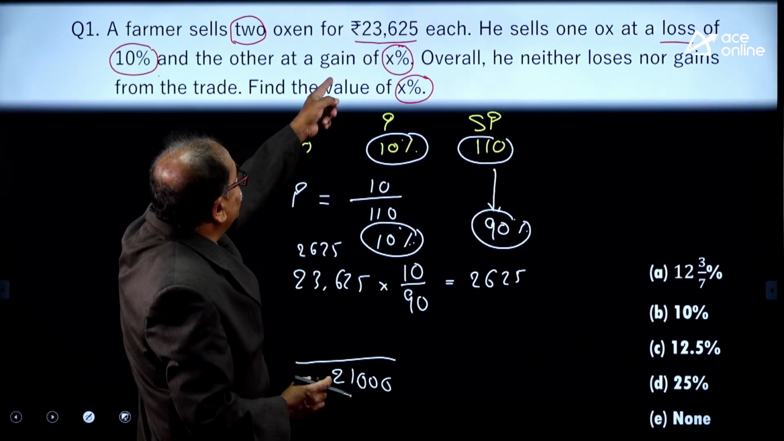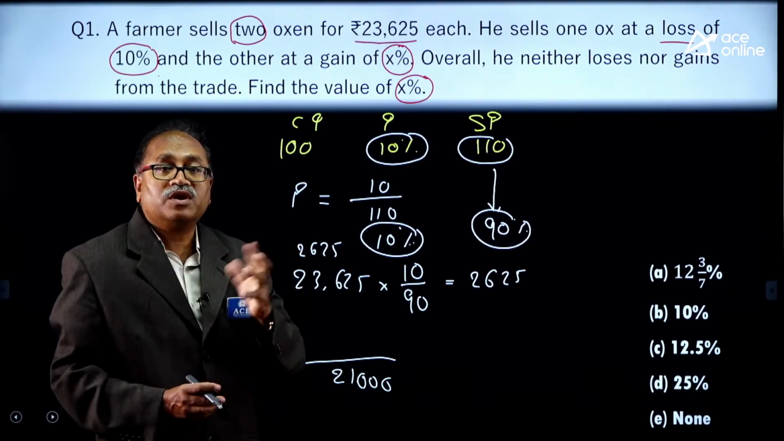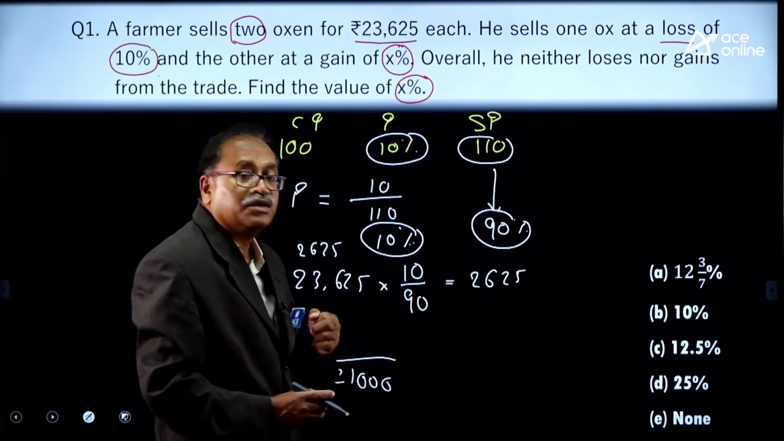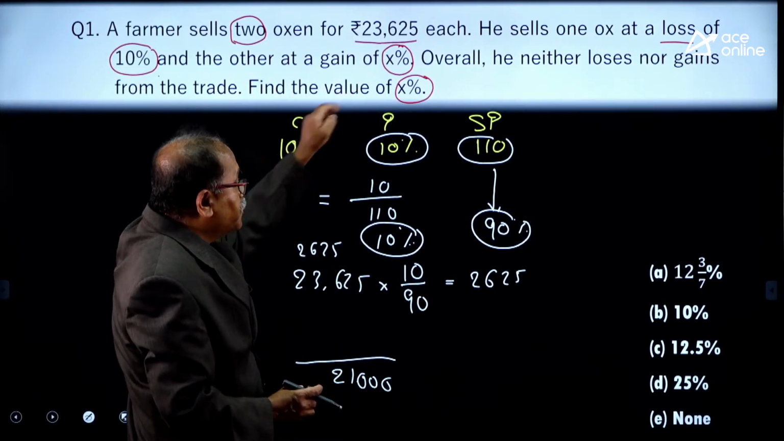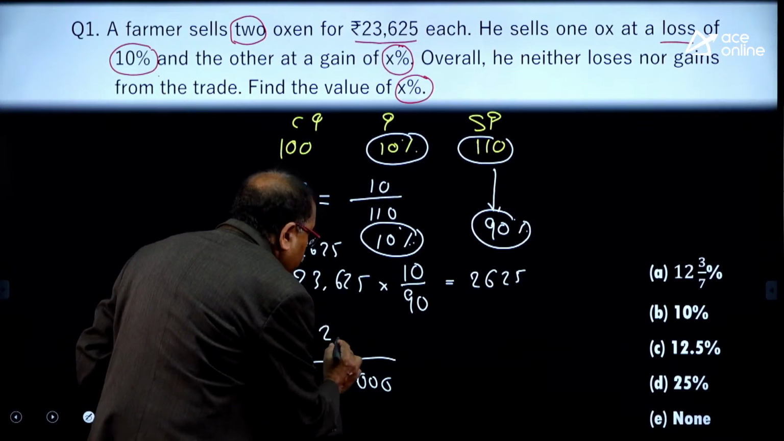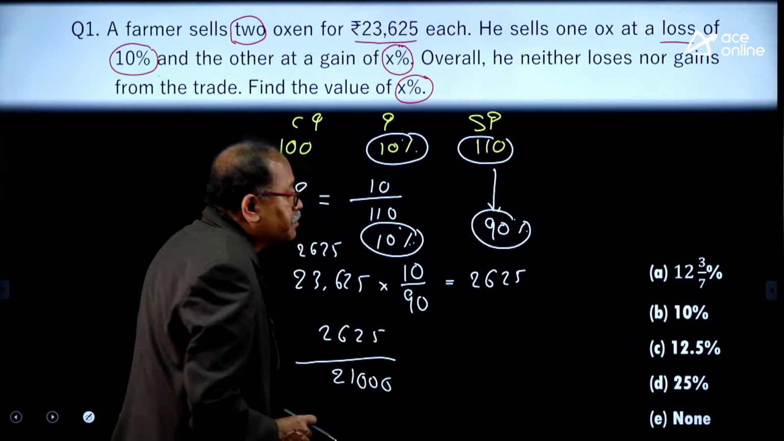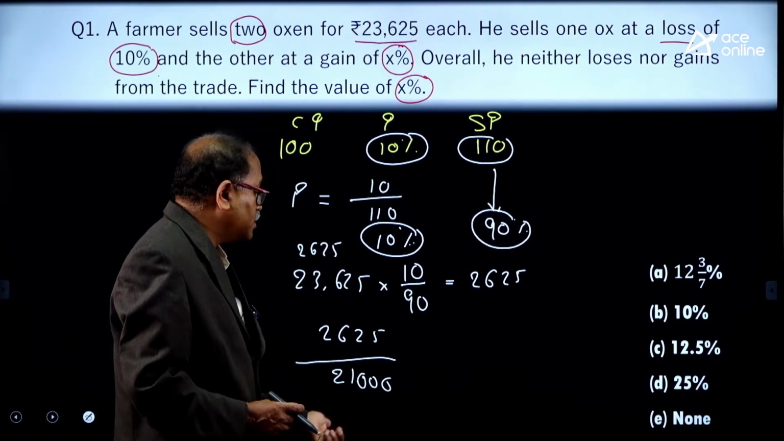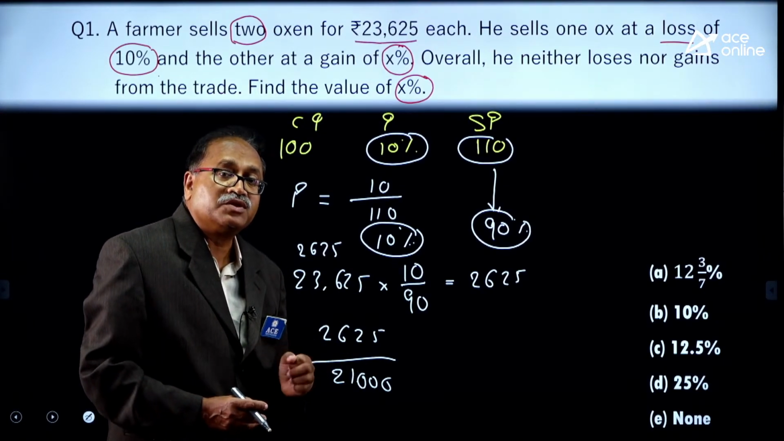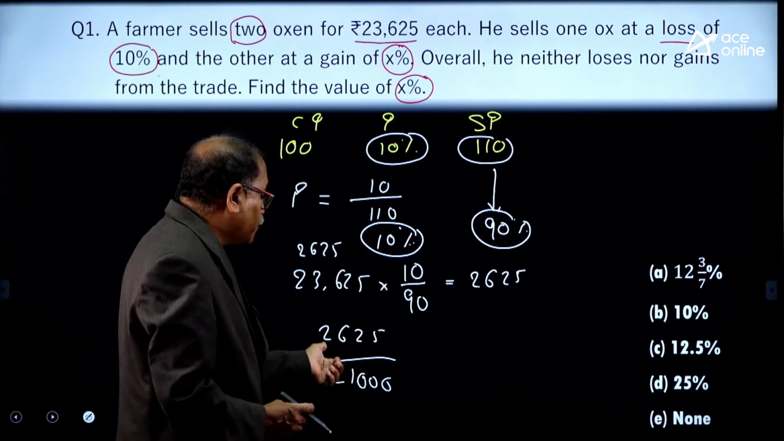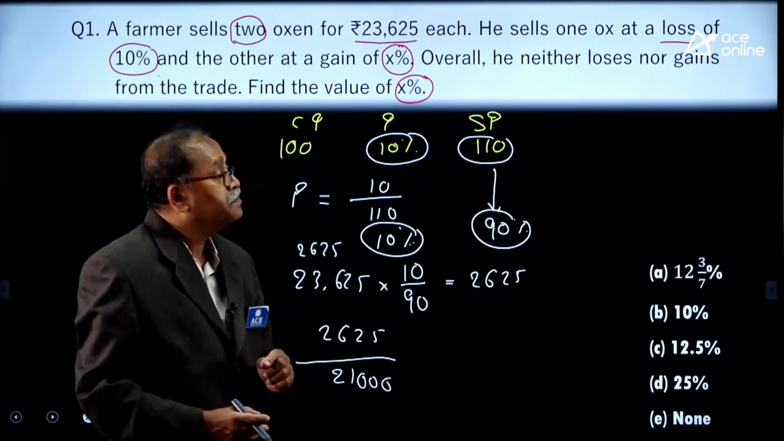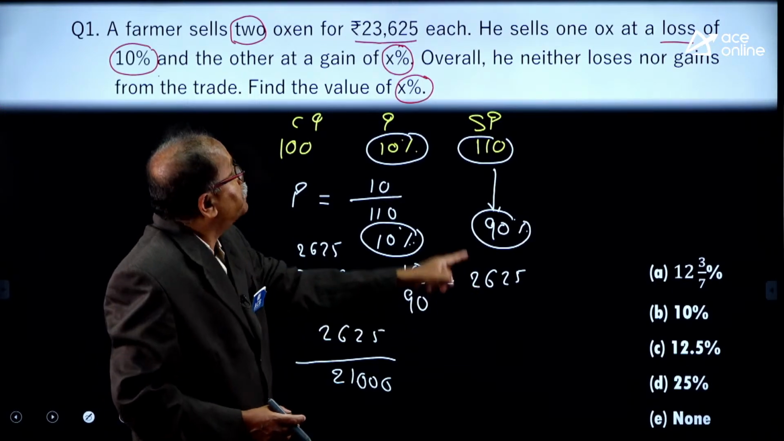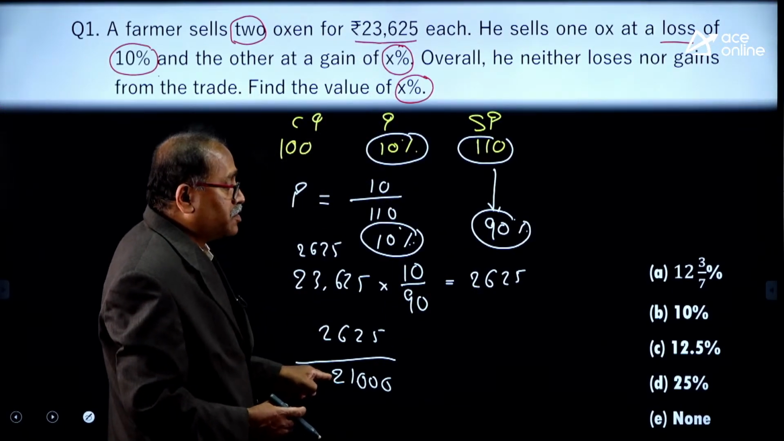In the case of profit, what is your profit? The profit is 2,625, that is the profit percentages, 2,625. Can I find out 2,625 is what percentage of 21,000? Because the profit is calculated over the cost price and this is the selling price. From the selling price I am taking out the profit. I got the cost price 21,000.